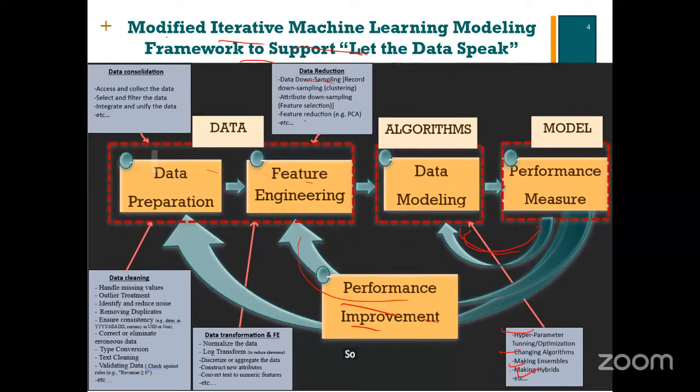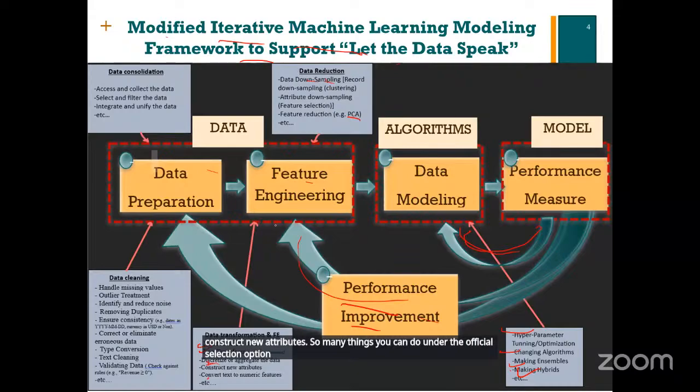So where you have feature selection, you may also do feature reduction, where you have things like PCA, principal component analysis, to transform your data. We call it data transformation. Some others here also, you have to do normalization of the data, log transform to reduce skewness, discretize, construct new attributes. So many things you can do under the feature selection option.